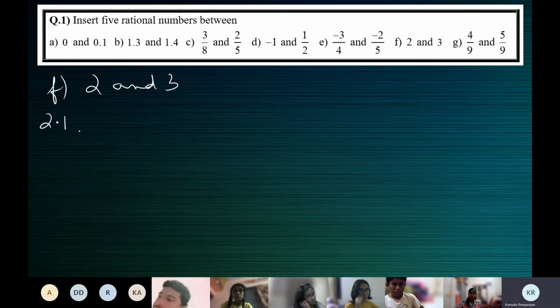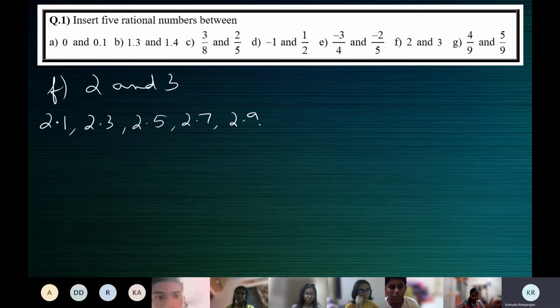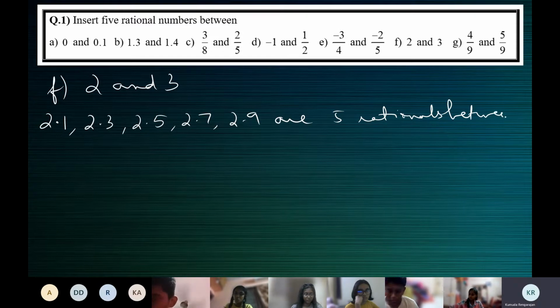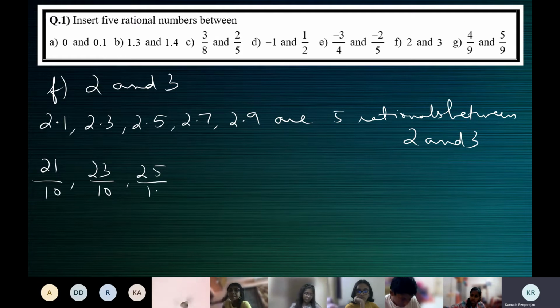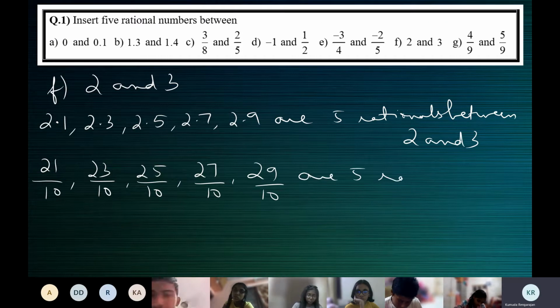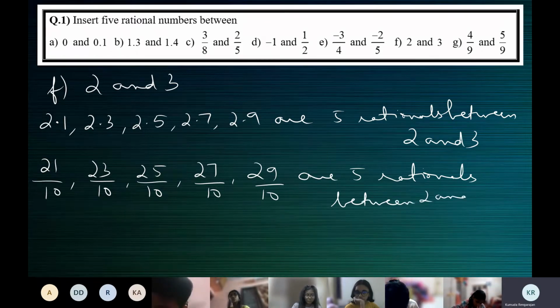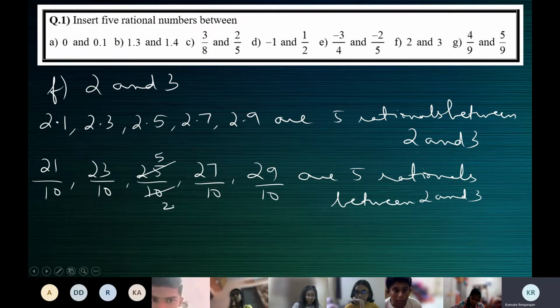So 2.1 is more than 2 but less than 3. 2.3 is more than 2 but less than 3. 2.1, 2.3, 2.5, 2.7, 2.9 are 5 rationals between 2 and 3. Then put them in the p by q form: 21 by 10, 23 by 10, 25 by 10, 27 by 10, 29 by 10 are 5 rationals between 2 and 3. Now cancel: 5 fives are 5 2s are. Whenever simplification is possible, you must simplify.